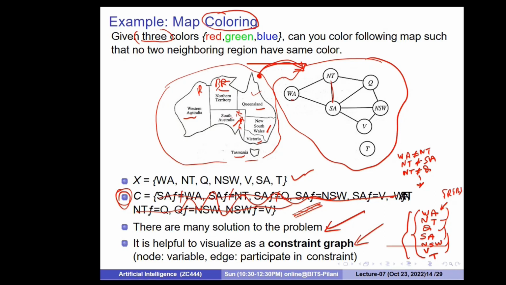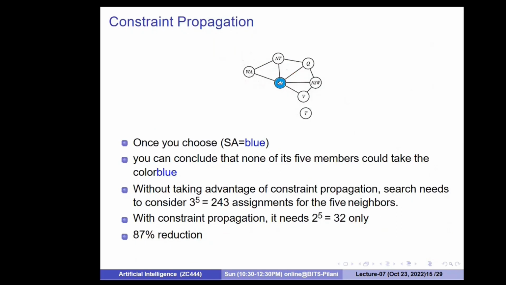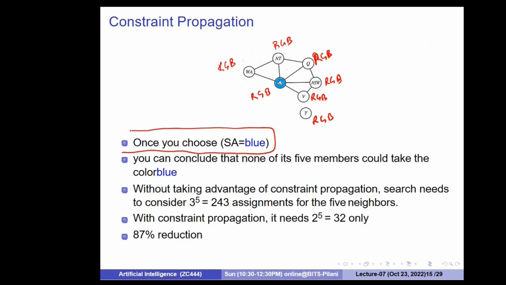This graph actually gives me a better understanding of the problem. So how to solve this particular problem? This was the graph. R, G, B, any value is possible. NT can also be R, G, B. Q is also R, G, B. All is possible. Let's assume that you start solving the problem, and without loss of generality, you can assign any color to anybody.